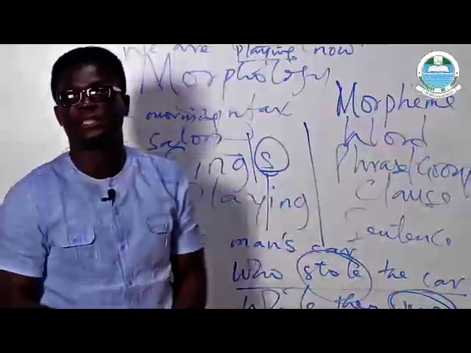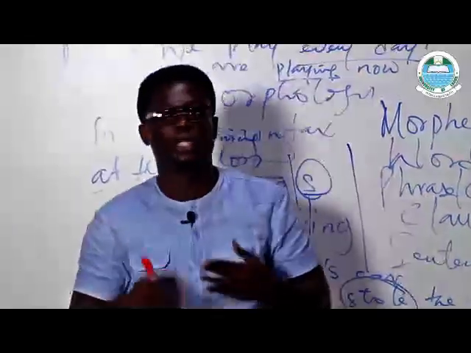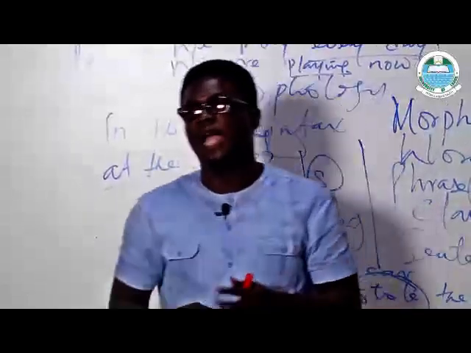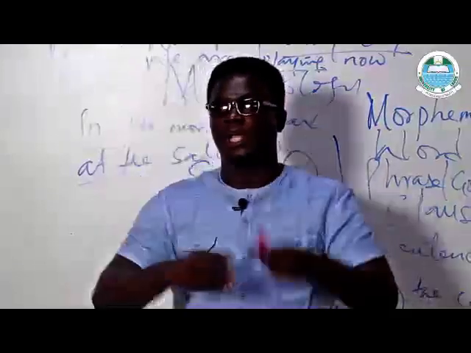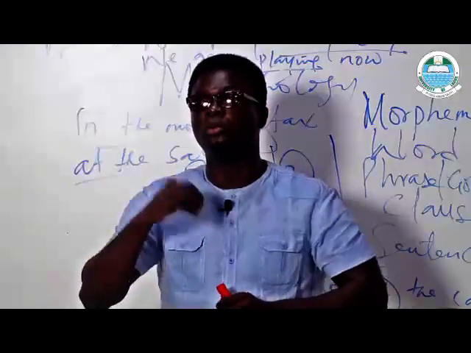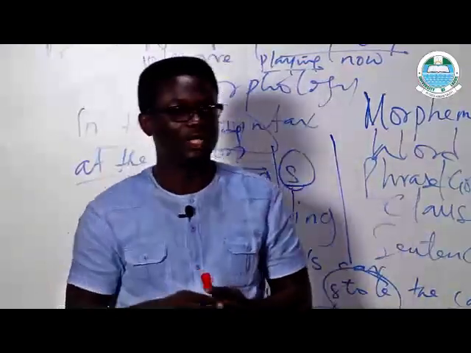So those are the units in the grammatical hierarchy of English: the morpheme, the word, the phrase, the clause, and the sentence. So in this lecture, in this study session, we have defined grammar and identified its divisions. We have also looked at the elements in the grammatical hierarchy of English.